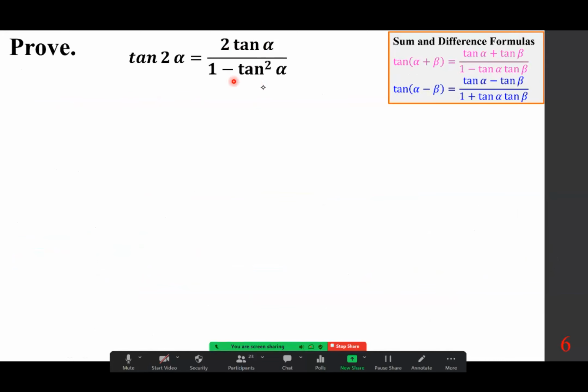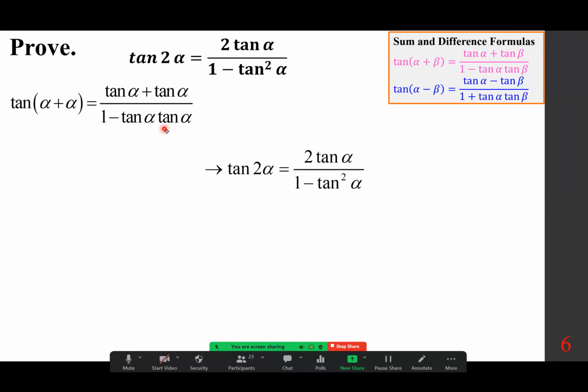Tan of 2 alpha is 2 tan alpha over 1 minus tan squared alpha. And to prove that, we are going to use the fact that tan of alpha plus beta is tan alpha plus tan beta over 1 minus tan alpha tan beta, and replace the beta with alpha, because 2 alpha means alpha plus alpha. So in this formula, wherever you see beta, change it. Therefore, you have 2 tan alpha over 1 minus tan squared alpha.